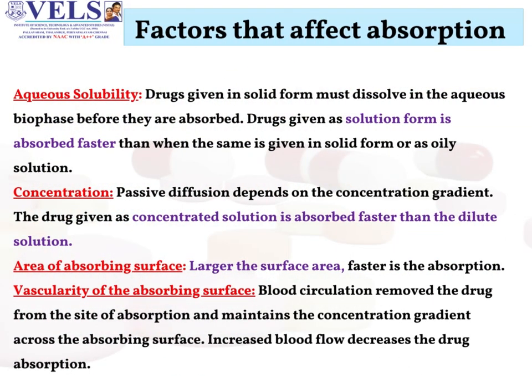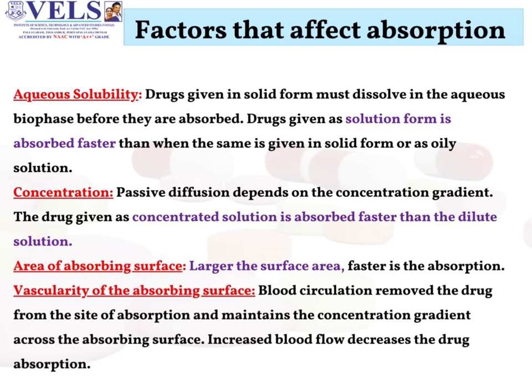There are various factors that affect absorption: aqueous solubility, concentration, area of absorbing surface, vascularity of the absorbing surface, and routes of administration. So first, let's discuss aqueous solubility. When the drug is given in solid form, it must first dissolve in the aqueous phase before it gets absorbed. When it is given in solution form, it is absorbed faster than when the same drug is given in solid form or as an oily solution.